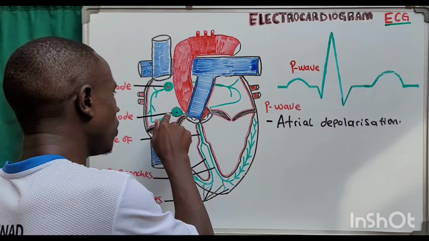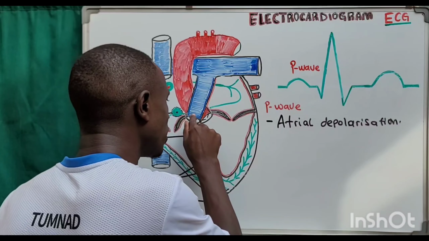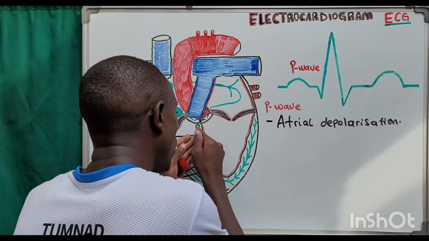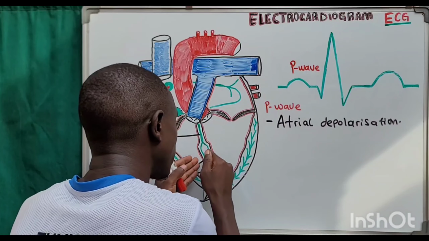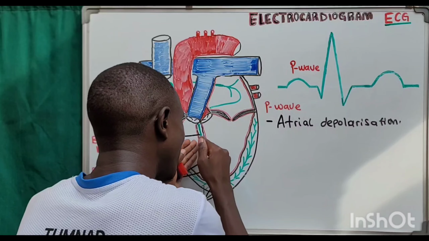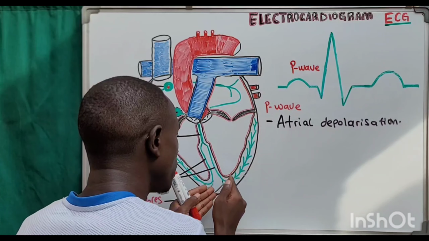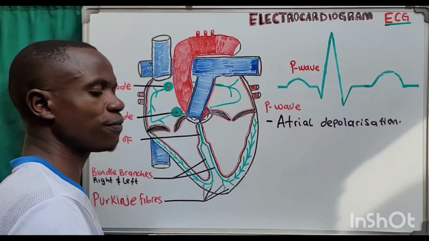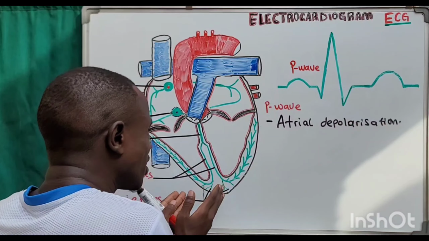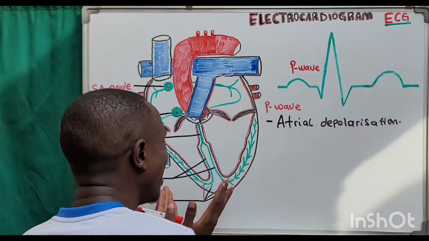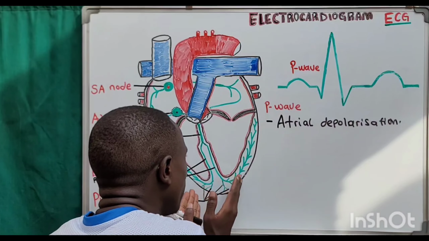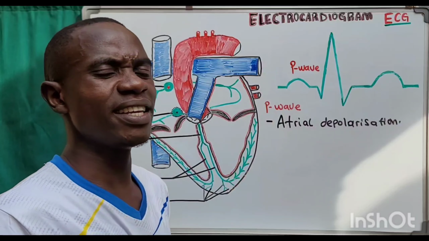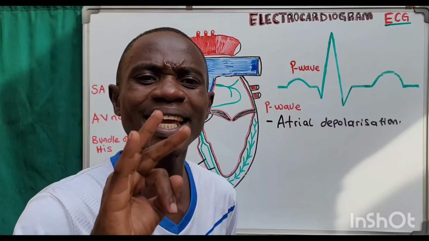Now, when this AV node conducts this action potential, it will move through the bundle of His, and then to the bundle branches, both the right and the left bundle branch, and then they move down these small fibers which we call the Purkinje fibers. Now, the Purkinje fibers, which are deeply buried in the myocardium, are going to cause the ventricular myocardium to depolarize. And once they depolarize, the ECG machine gives us three waves.